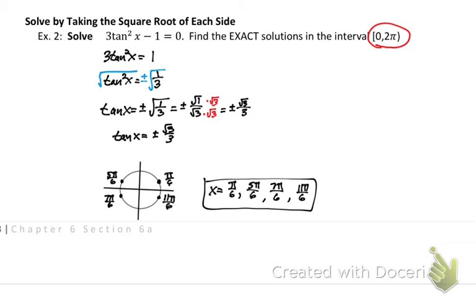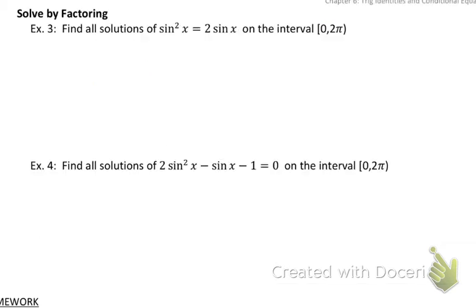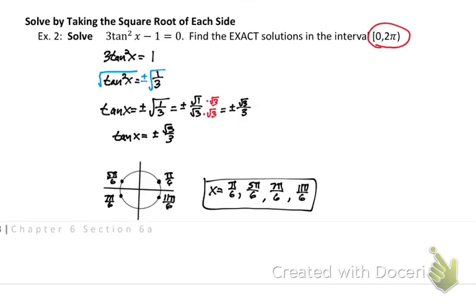Questions on taking the square root of both sides? Make sure you include your plus or minus when you take the square root. If you're given a square root, don't put a plus or minus on it. Only if you took the square root of it. Oh, sorry. I'll leave that back up.